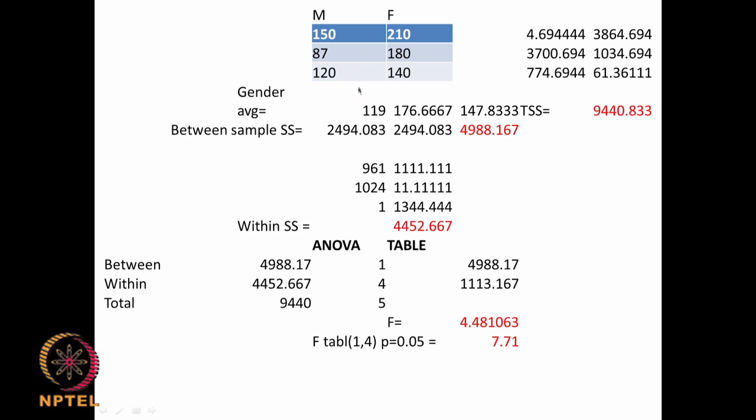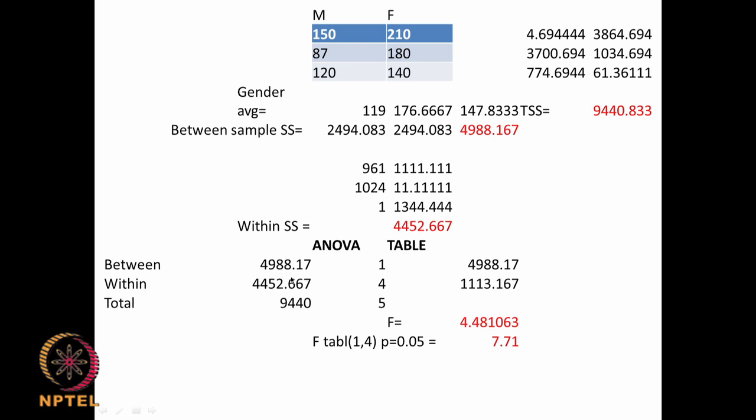If you want within samples, 119 minus 150 square, 87 minus 119 square, 120 minus 119 square, 210 minus 176 square, 180 minus 176 square, 140 minus 176 square, you add up, and that will give you within. Within is an indication of the error. Between is the effect of the group or treatment or drugs or operators or patients, whatever it is.